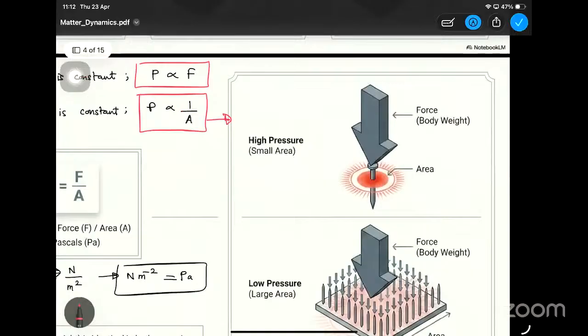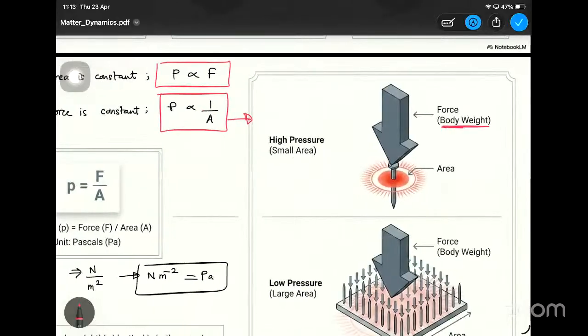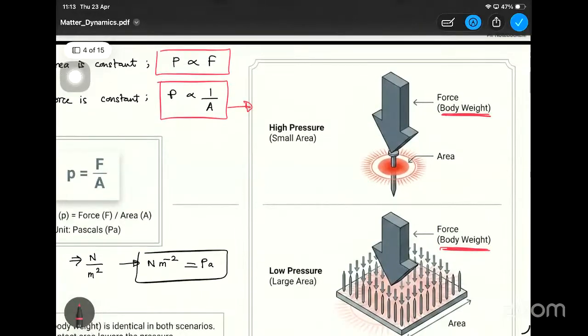So you are having the same force. In this case, we are using the body weight, so we can nearly think that they are equal to each other. Here you can see it is being applied on a single nail, on a small area, so there will be a high pressure exerted. The reason is, if the area goes down, then according to pressure being inversely proportional to area, the pressure goes up, right?